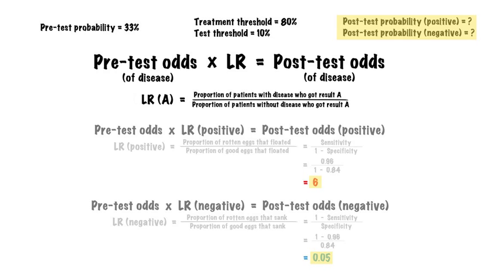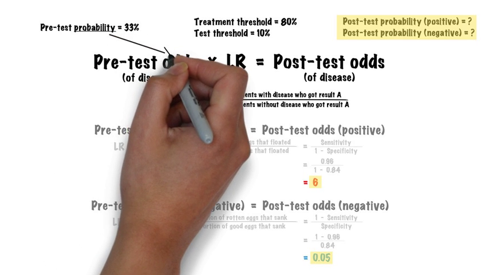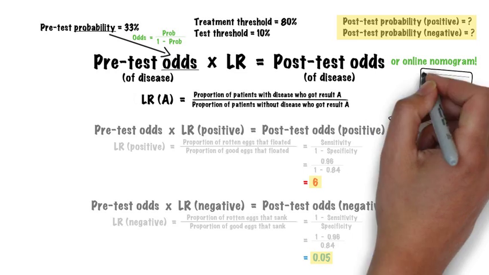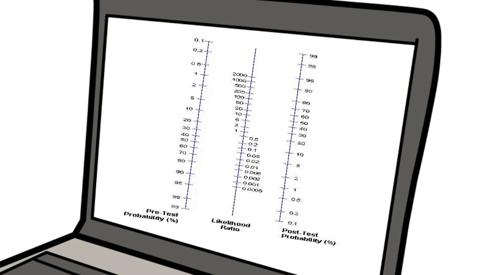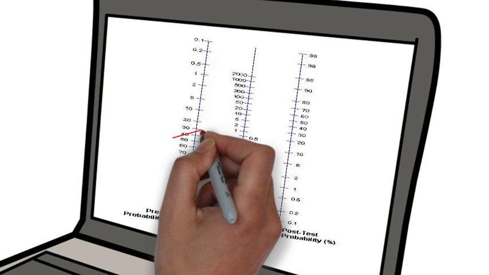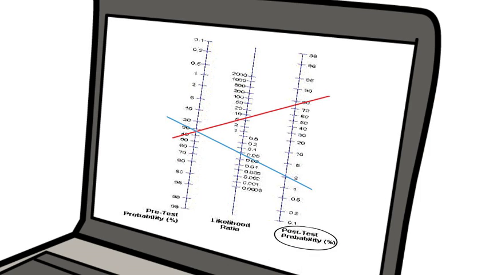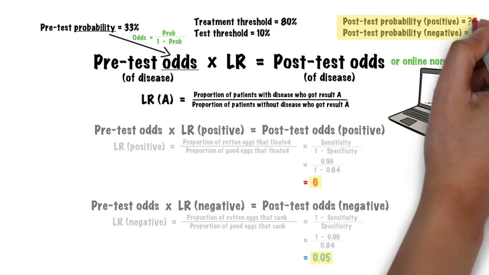Now, the last thing we are missing is the conversion from probability to odds. It's not too hard to run this calculation manually, but since we have the internet, we can just use an online nomogram. Just put in the pre-test probability and the LR for each test result, and voila! It spits out the post-test probability for you.